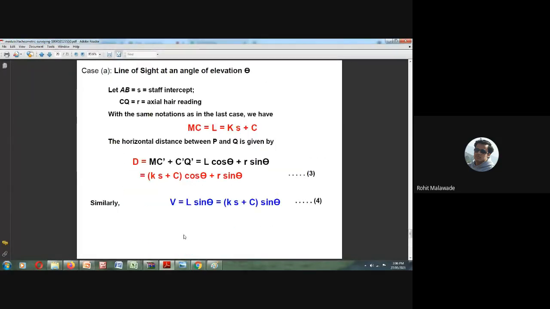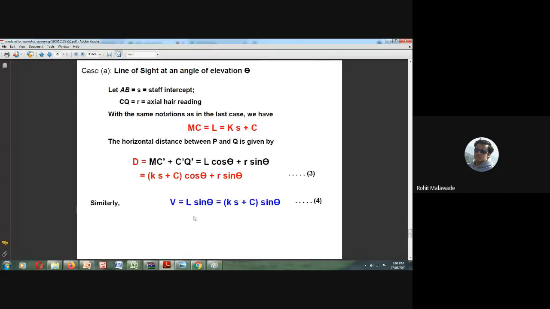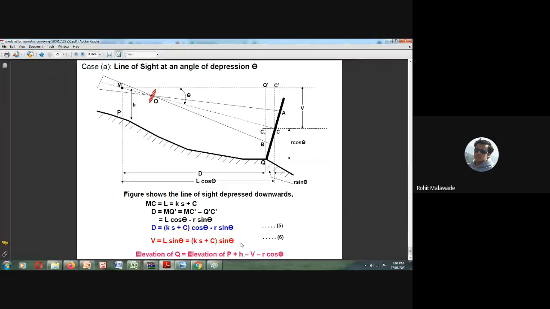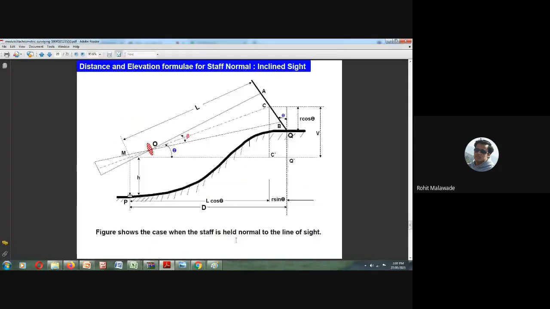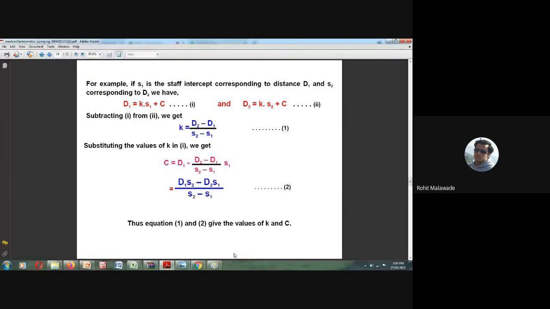In case of inclination, how are we going to measure it? Distance D is equal to Ks plus C cos theta plus R sin theta. But here it will become Ks plus C cos theta minus R sin theta. V will become equal to Ks plus C sin theta. In both cases, it will become Ks plus C into sin theta. This is what we are going to use when solving the problems. Is it clear?